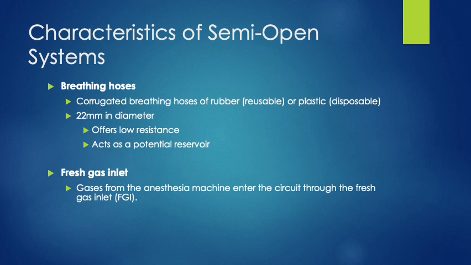The breathing hoses are corrugated breathing hoses or tubing of rubber or plastic. They're usually 22 millimeters in diameter, depending on manufacturer dimensions. They offer low resistance and act as a potential reservoir. You have the fresh gas inlet, so gases from the anesthesia machine or oxygen tank enter the circuit through the fresh gas inlet, which varies based on the machine or type of breathing system.